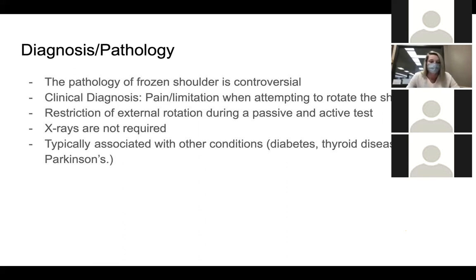Now, the big thing about this is that it actually is associated with other conditions such as diabetes, thyroid diseases, and Parkinson's disease. With the diabetes, this actually can be a first sign of a diabetic. If a person does not know that they have diabetes, but they do end up with frozen shoulder, that might be an alarm for a doctor to check and see if this might be something going on other than just frozen shoulder.